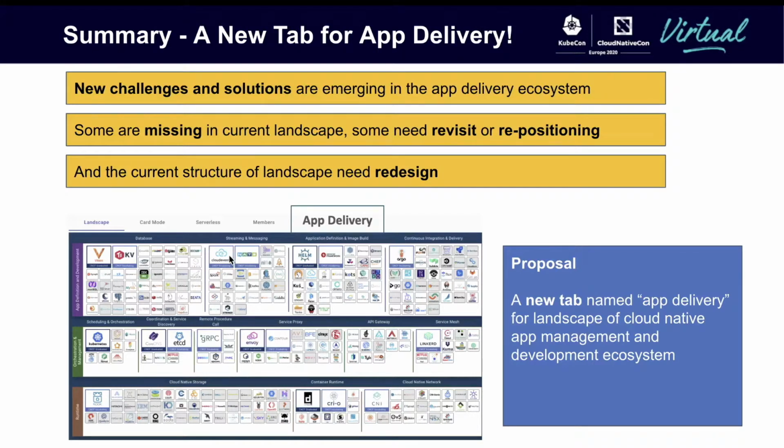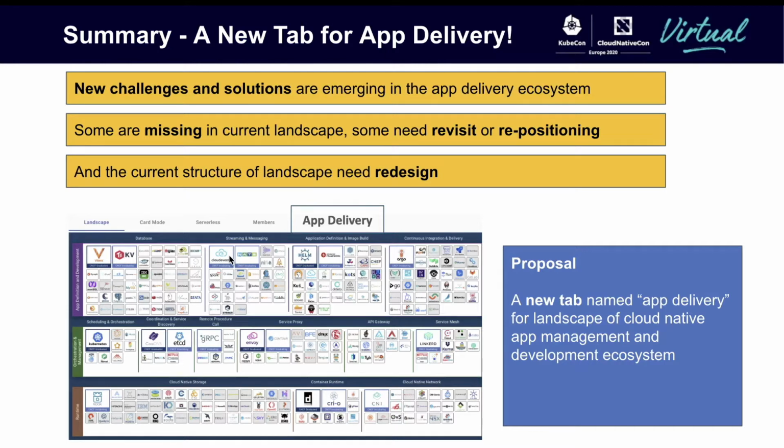Thank you, Alois, for a great summary about the new challenges and solutions we are facing in the current application delivery ecosystem. It's very informative. So allow me to do a brief summary for this session. We're basically seeing that there are new challenges and potential solutions emerging in the application delivery ecosystem. It's huge and it's important. We also notice that some of them are still missing in the current landscape, and some others need revisiting or repositioning. We need to do something to reshape the whole landscape.